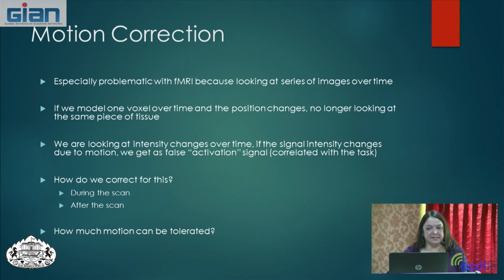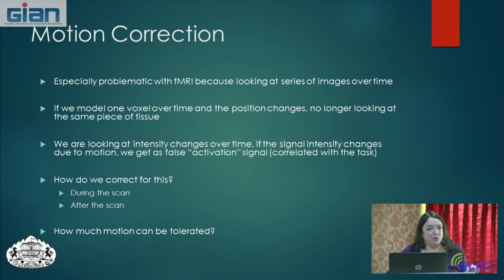The next thing, and this is a very important thing, is our motion correction. This is especially problematic with fMRI because we're looking at a series of images over time. So if we're trying to model one voxel in a piece of tissue over a period of time, and this person moves, so say the piece of tissue was here, and now the person moved, so we're not even looking at the same piece of tissue anymore.